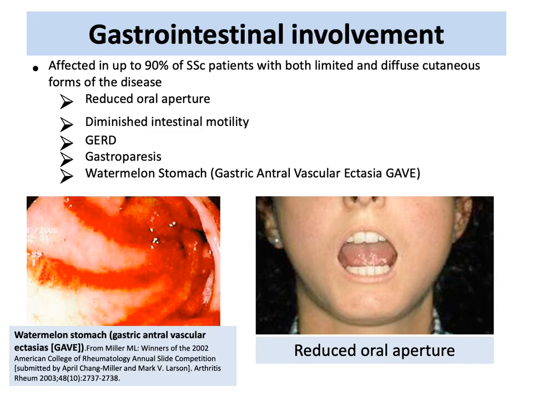Pathologic processes can be found at any level of the gastrointestinal tract, and 90% of the patients will have gastrointestinal involvement in scleroderma for both the limited and diffuse cutaneous forms. So patients may have reduced oral aperture. There may be decreased peristaltic activity because of the collagenous replacement of the normal intestinal architecture. There may be chronic GERD or gastroesophageal reflux disease due to chronic inflammation and mucosal ulcerations. There may be gastroparesis and presence of gastric antral vascular ectasia or watermelon stomach.